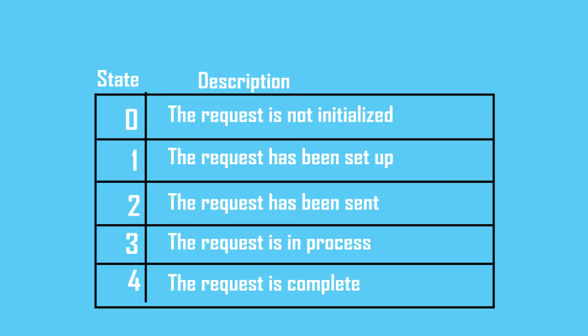For example, state 0 means the request is not initialized. When you go to state 1, the request has been set up. State 2, the request has been sent. State 3, the request is in process. And then state 4, the request is complete.